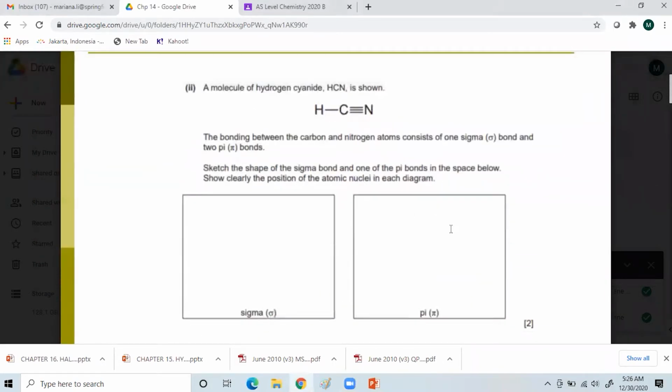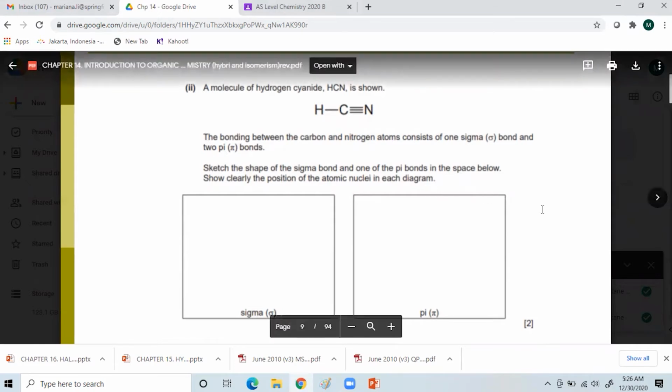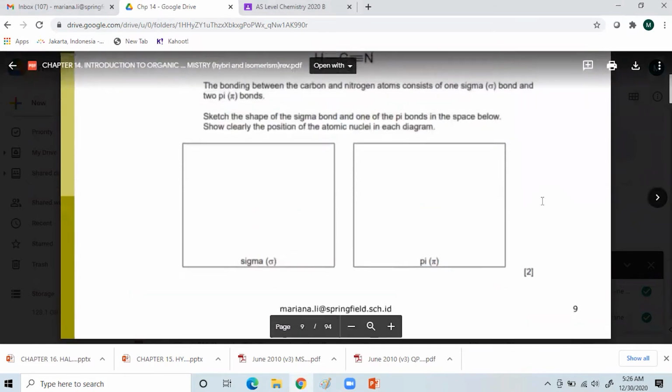Okay, this is hydrogen cyanide. The bonding between the carbon and nitrogen atoms consists of 1 sigma and 2 pi bonds. Sketch the shape of a sigma bond and a pi bond in the space below. Show clearly the position of the atomic nuclei in each diagram. Please try.